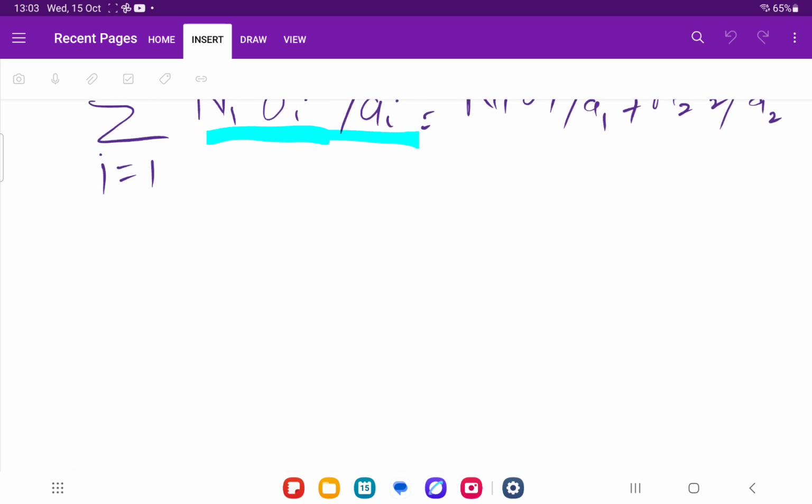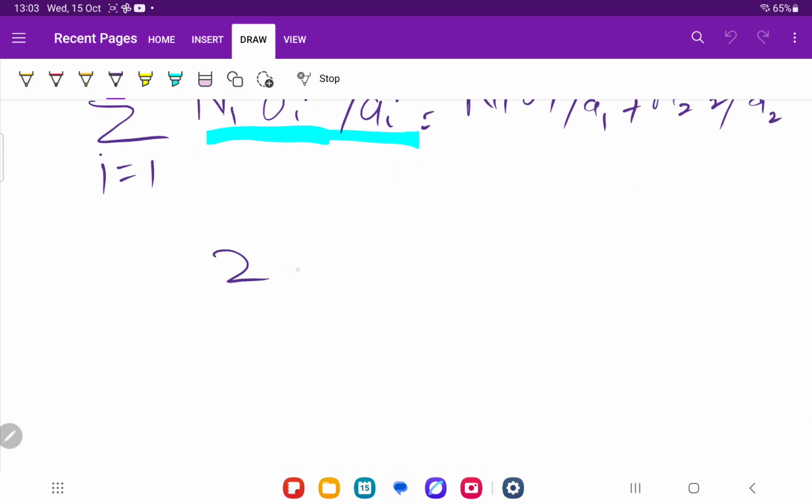Okay, so 2 into the square root of the variance of y bar is called the B. That is the formula of the B, the bound on error.